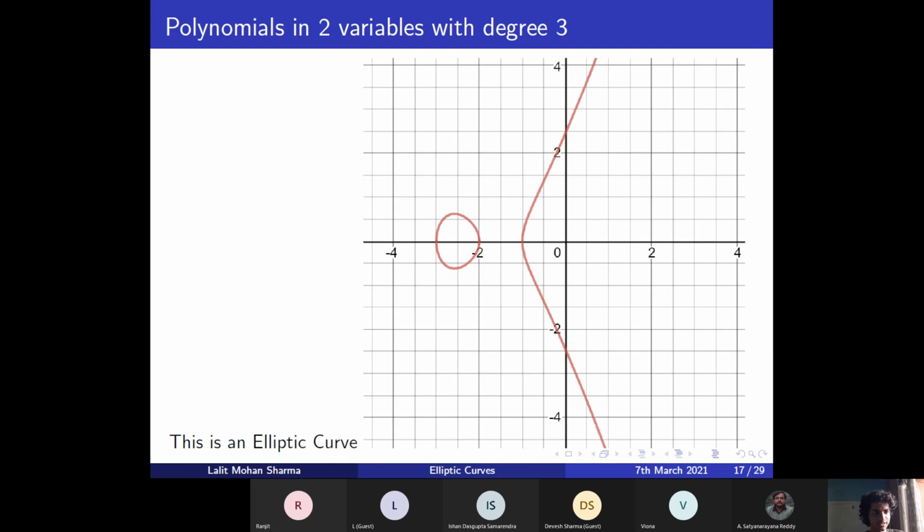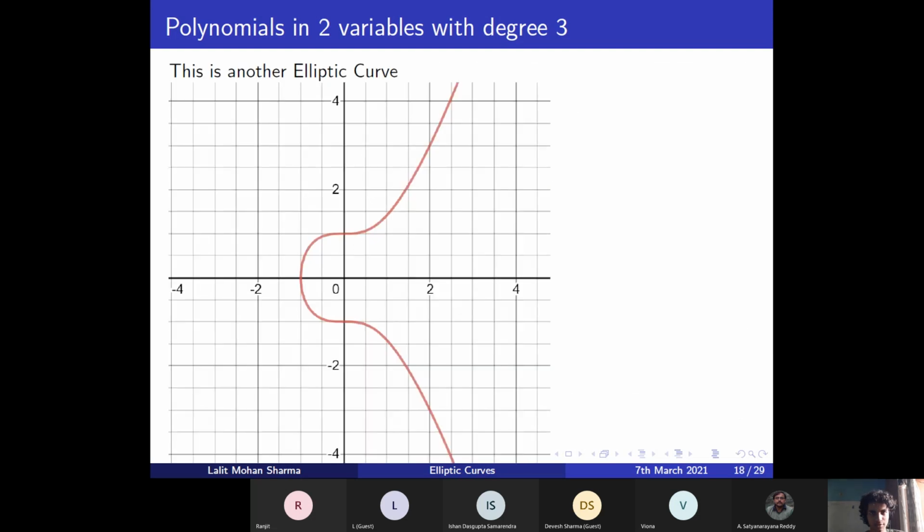But these are just two examples of an elliptic curve. And okay, Viona, I'll move on, because if you have an observation, you can share it with us. Yeah, please move on. Okay.